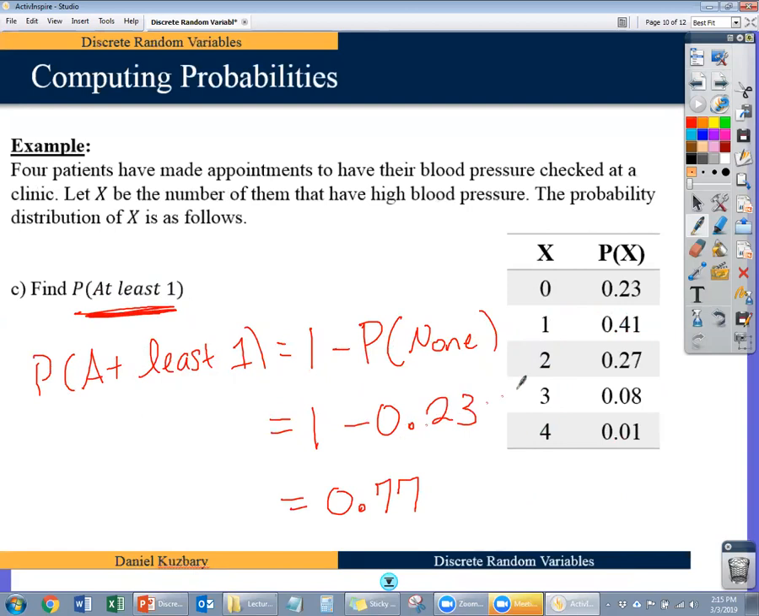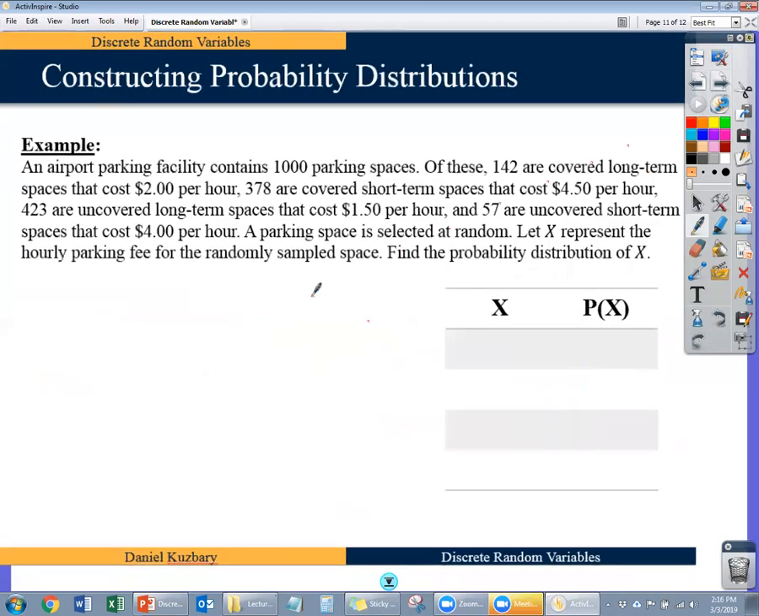Right, so that's that. So again, you could add up all 4 of these numbers instead and get 0.77. My way is quicker and I like it and it's clean and it works. So remember, don't forget the "at least one" trick. Sometimes you have to do it. Sometimes it just makes your life easier. So once you have the distribution, it's not hard to find probabilities.